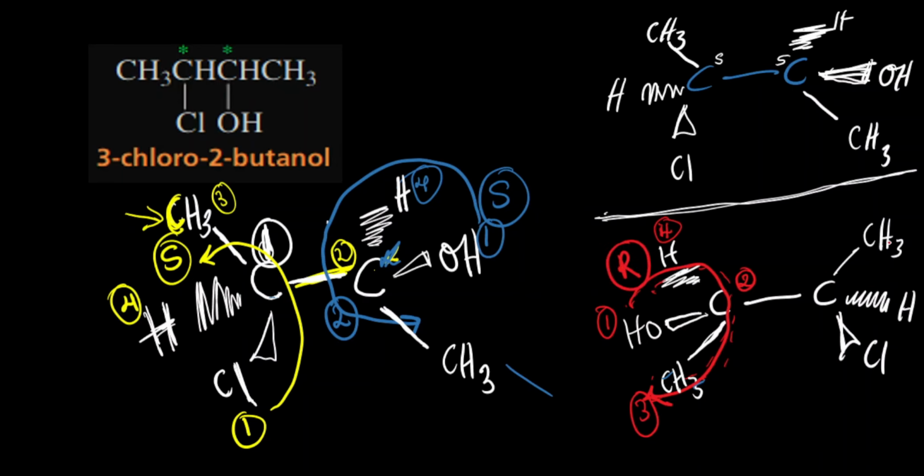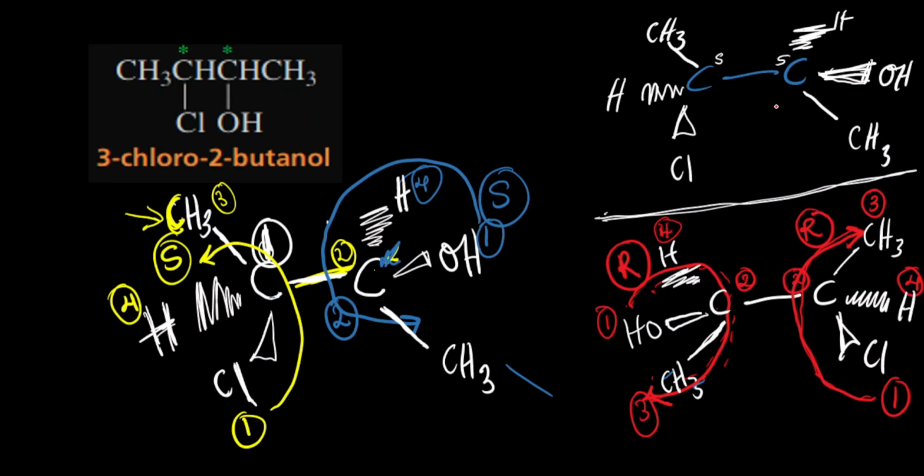Now let's take the priority for this. This is priority number 1, this is priority number 4, this is priority number 3, and this is priority number 2. That's this carbon, priority number 2. Now going from 1 to 2 to 3, we're going in a clockwise direction. So this also is an R configuration.